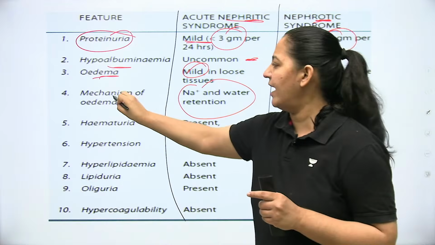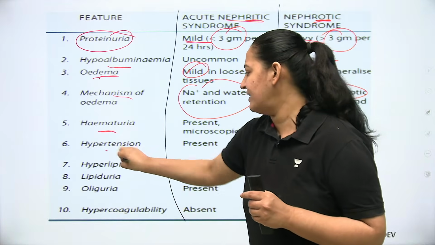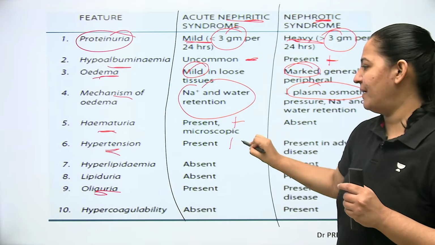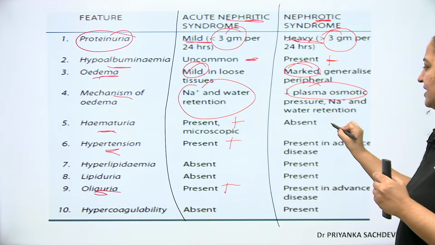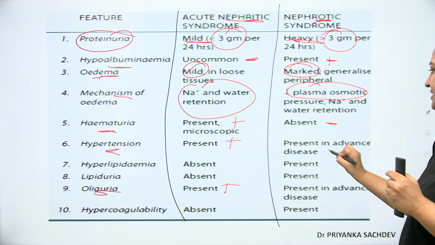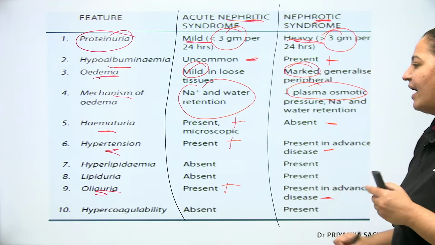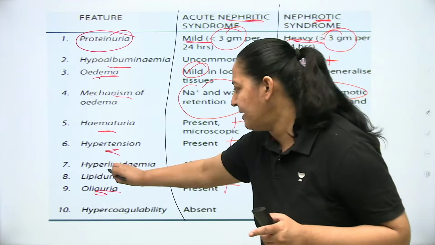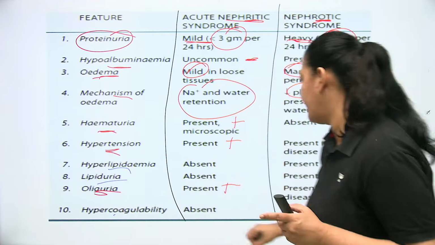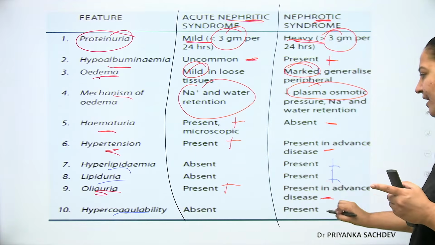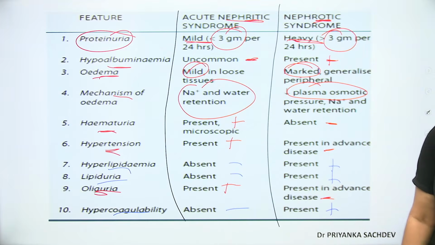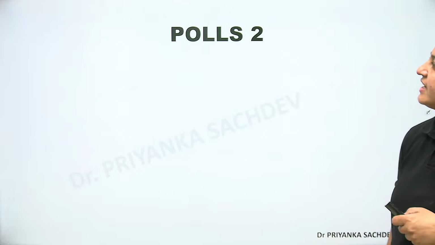The reason for the edema, right? Hematuria, hypertension and oliguria. These three things are present here. Hematuria, hypertension and oliguria. These three things are absent here. Absent, absent and absent, right? Now the remaining three things: hyperlipidemia, hyperlipiduria and hypercoagulability. These three things are present here but absent here. You already know this. I guess I have given you a crystal clear concept. Everyone give me a thumbs up. Shall I move ahead? So these are the differences between nephritic and nephrotic.